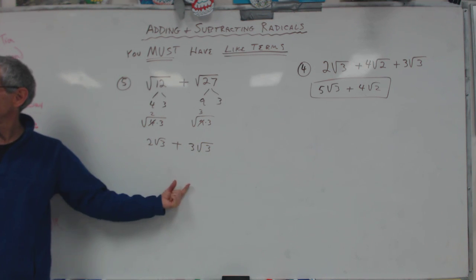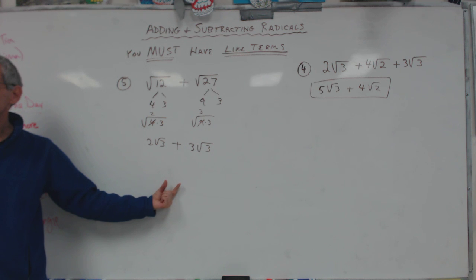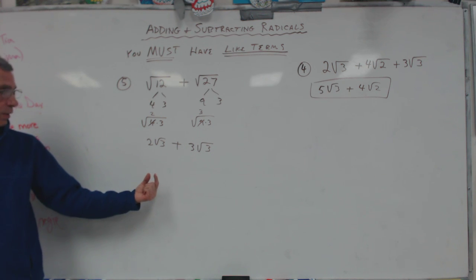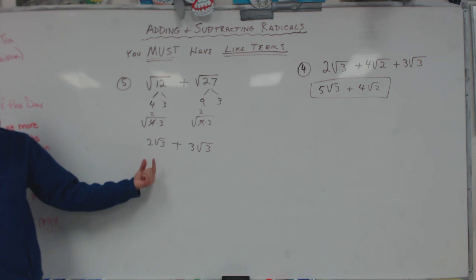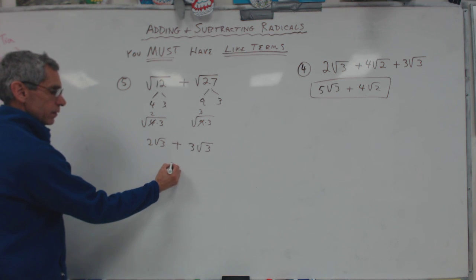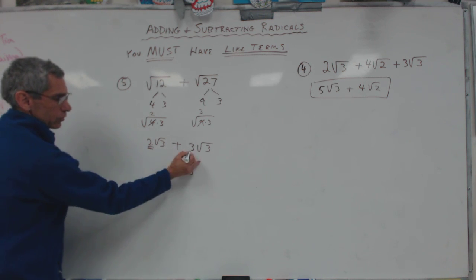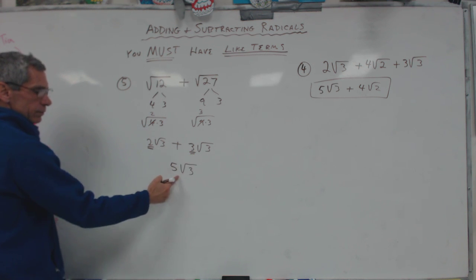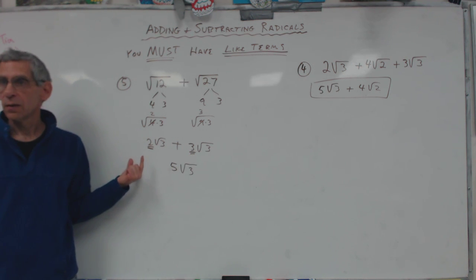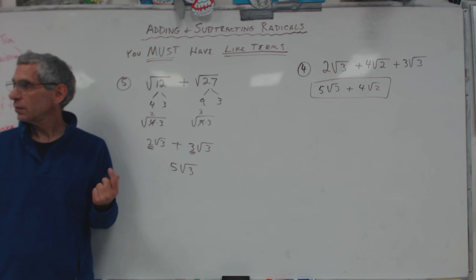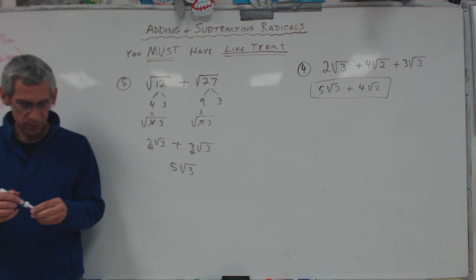Do we have not like terms? It's 2 square root of 3 plus 3 square root of 3. You add the coefficients. So that's your answer: 5 square root of 3. It makes sense, right?